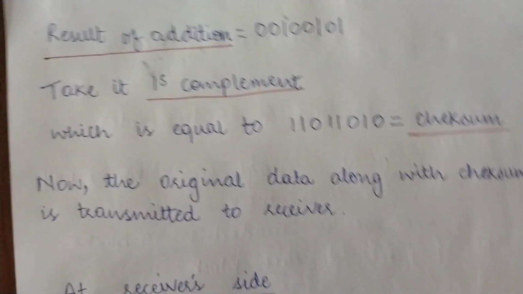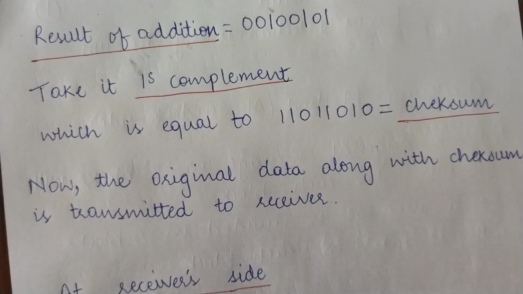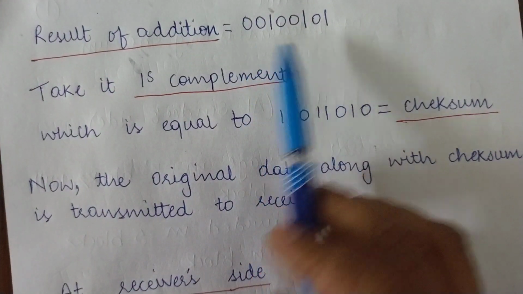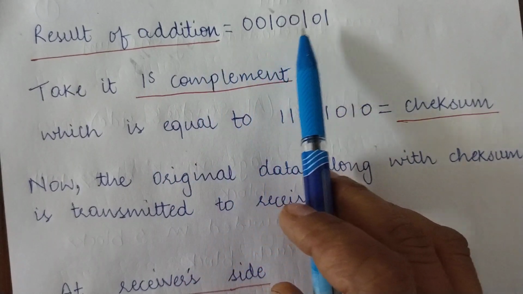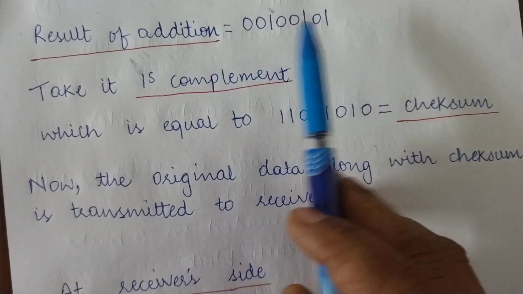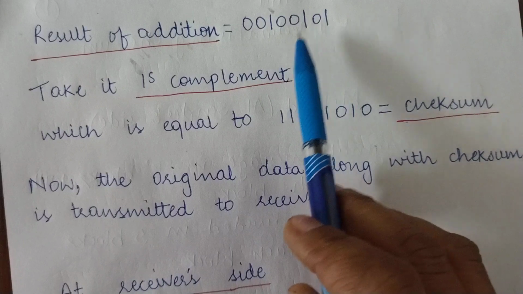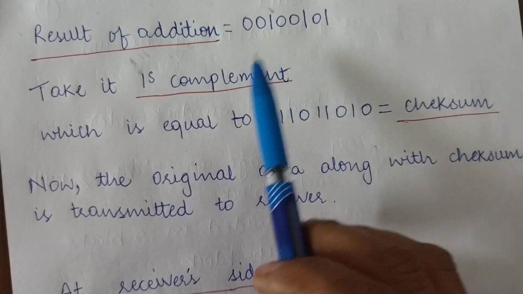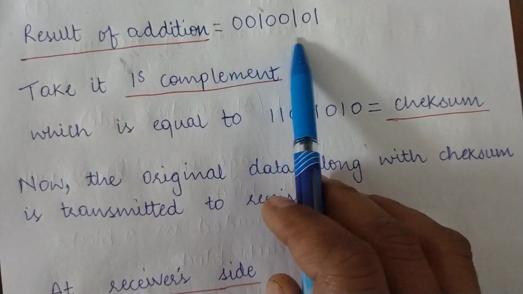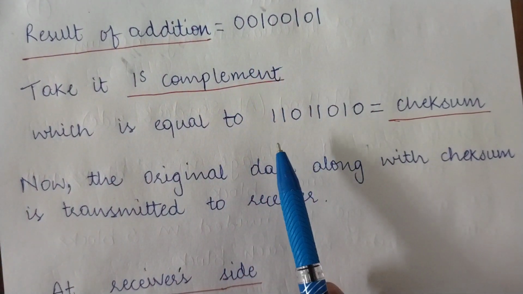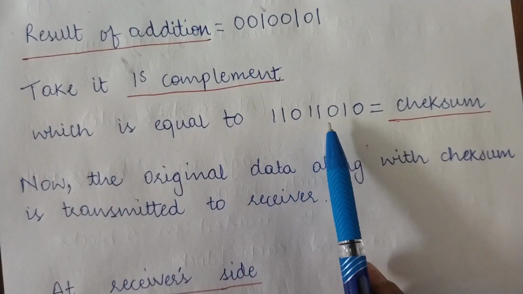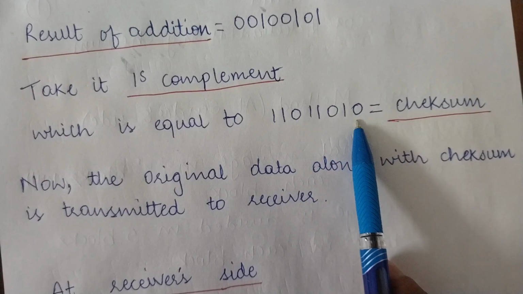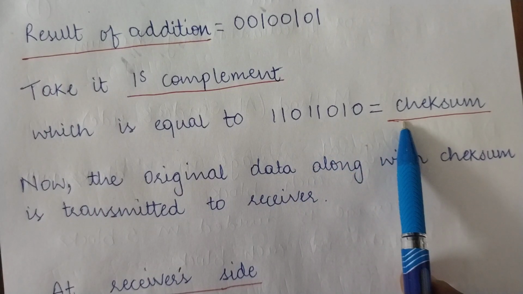So this is how you will add k blocks of n bits each. Now the result of addition, as you know, is this. You have to take the ones complement of this result of addition. So ones complement, as you know, is the opposite. So if it is a 1, it will become 0. If it is a 0, it will become a 1. So that means the ones complement of this result will give me 1 1 0 1 1 0 1 0. So this is what you call the checksum.